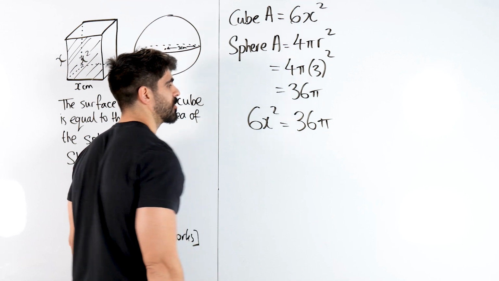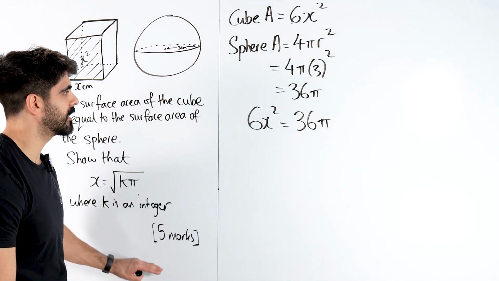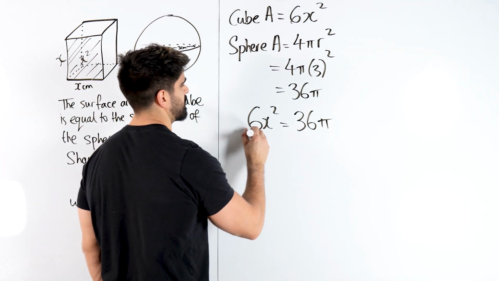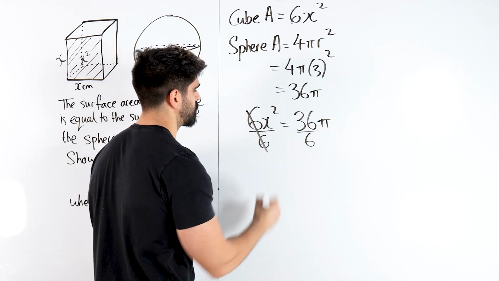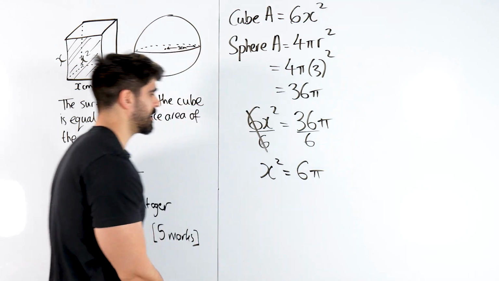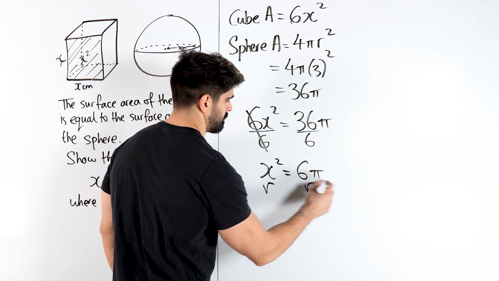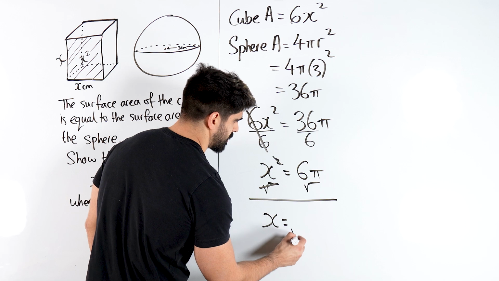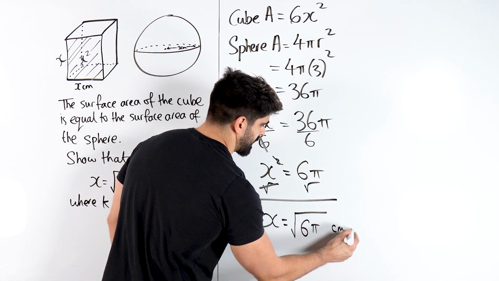This is definitely not going to be one of the harder shape questions we've ever seen, but it's great that they're giving us loads of marks for it. Next we're going to divide both sides by 6 to get rid of the coefficient. We get x squared is 6 pi. To get our answer, we're going to root both sides. The root is the opposite of squaring. X equals root of 6 pi centimeters.